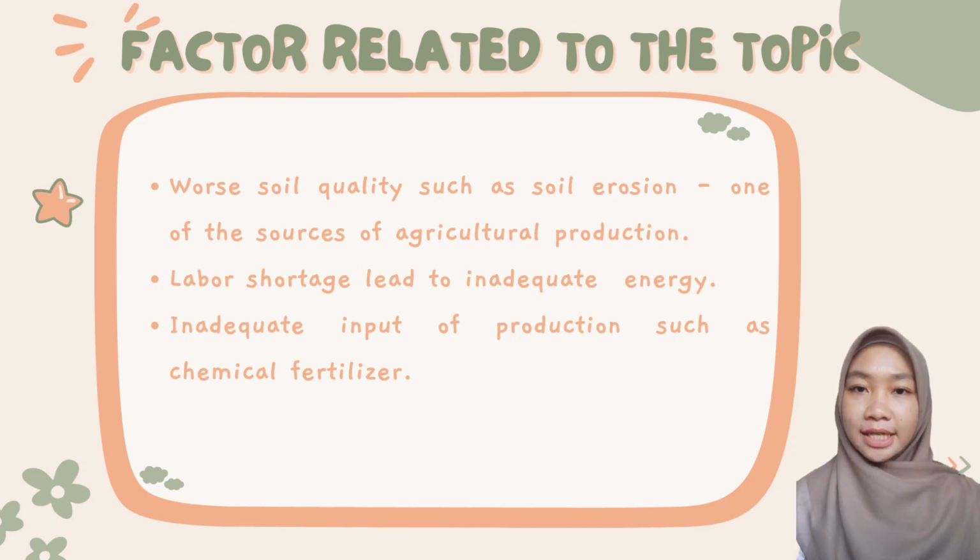And the third one is inadequate input of production such as chemical fertilizer. Chemical fertilizers are made of ammonia, while natural gas is the main component to synthesize ammonia. Since the price of natural gas, which is supposed to replace coal, has increased, the prices of ammonia and chemical fertilizer also increased tremendously as a result. Adding to that, increases in raw material costs such as crude oil and natural gas, which resulted in greater transportation costs, and exchange rate fluctuation were among the factors that contributed to the increase in fertilizer price.